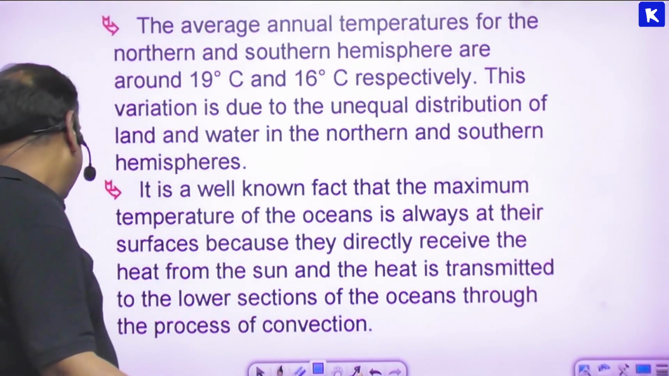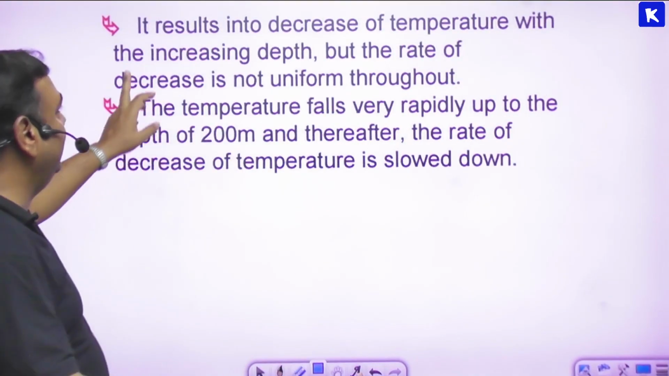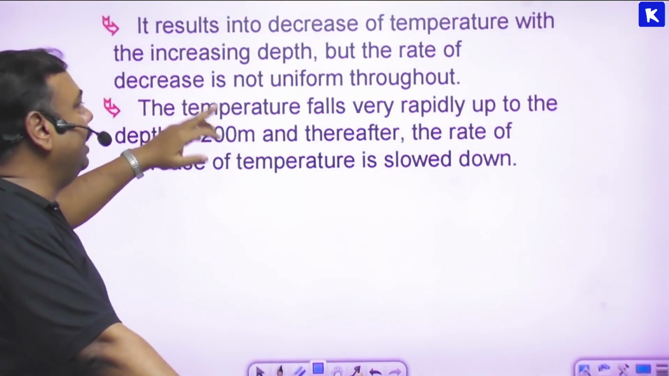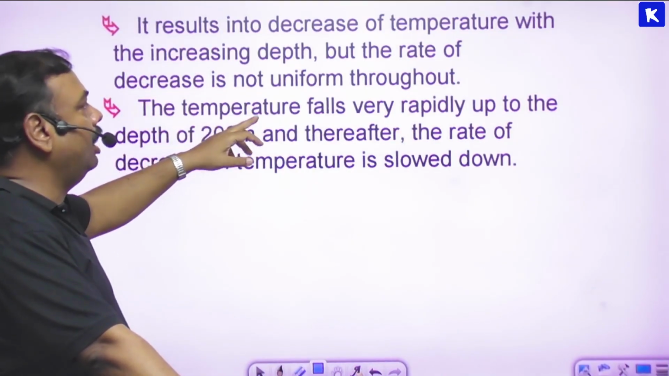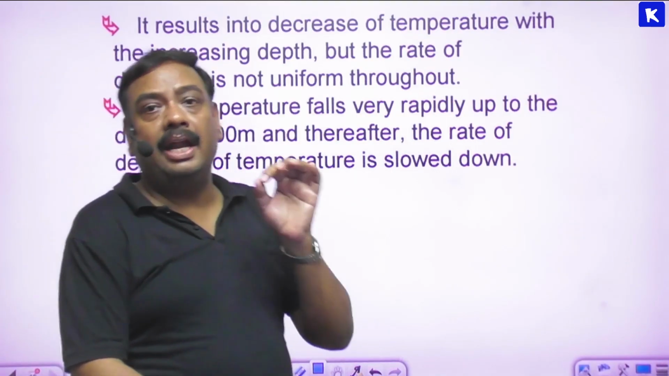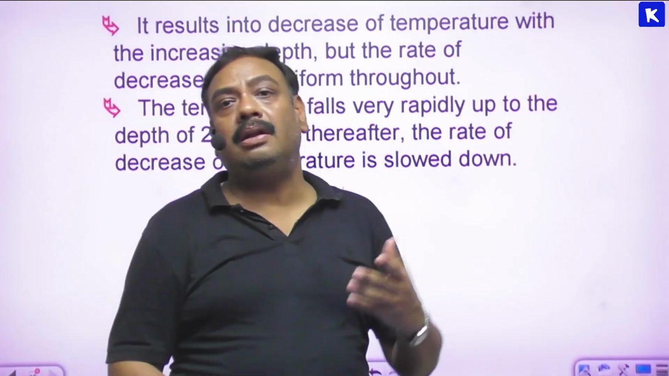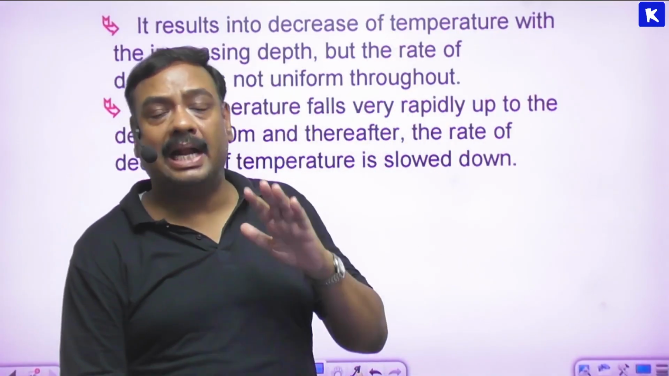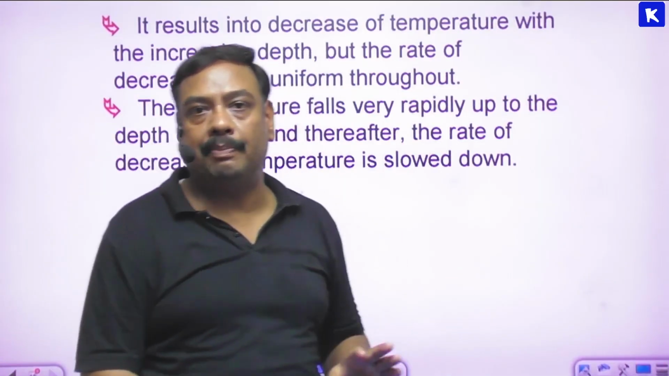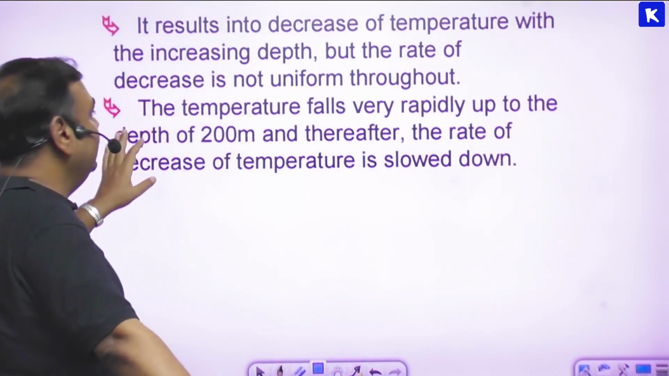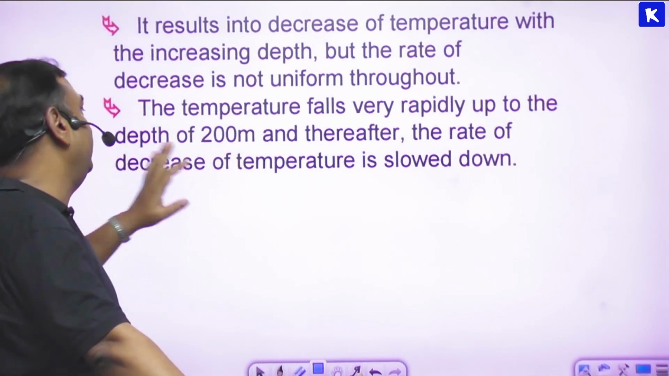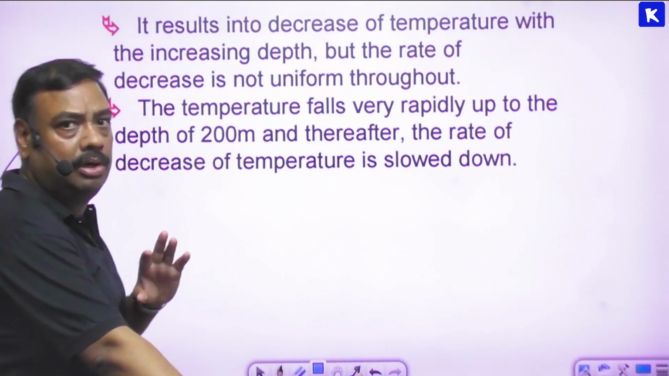Got it? And the final thing you can see here, it results into decrease of temperature with the increasing depth, but the rate of decrease is not uniform throughout. I told you that since the rate of decrease of temperature is different from the surface up to the bottom, that is why we have defined the 3-layer system of distribution of temperature. Finally, the temperature falls very rapidly up to a depth of 200 meters, and thereafter the rate of decrease of temperature slows down, right?